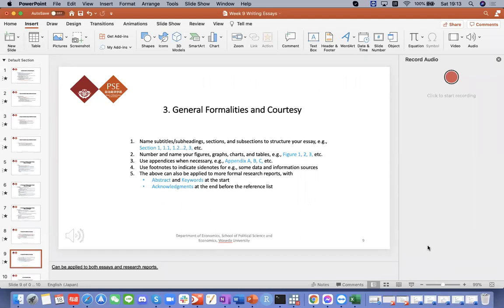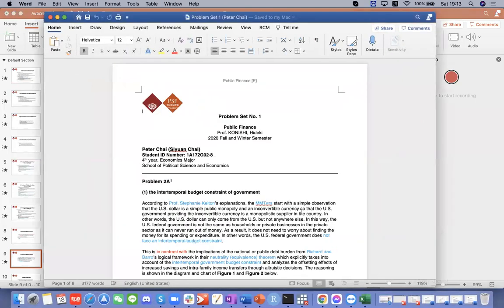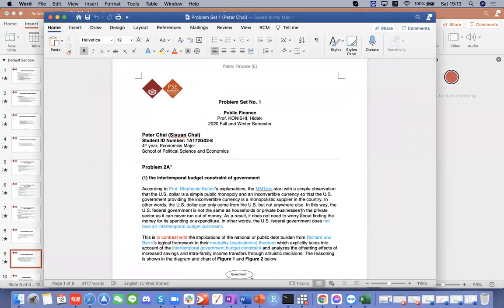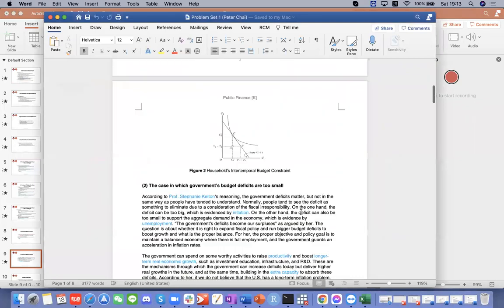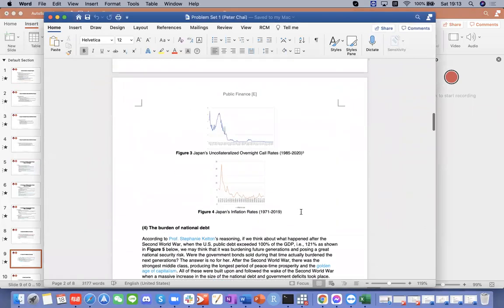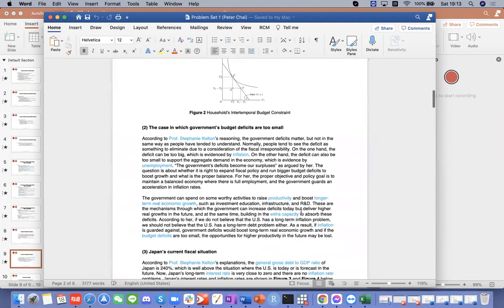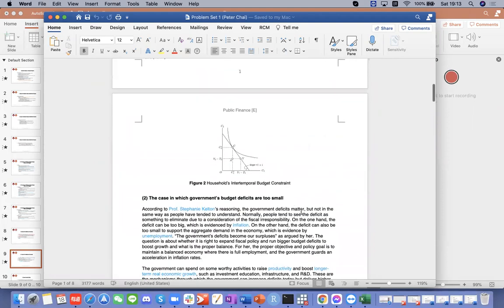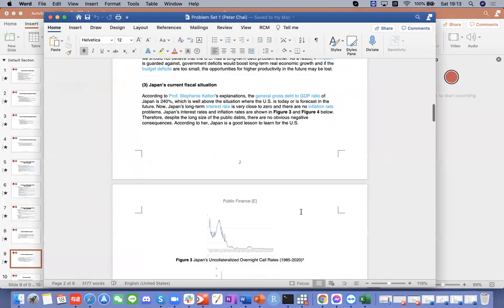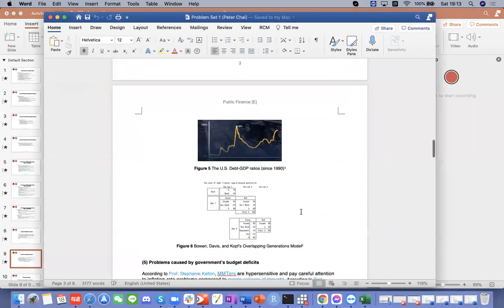So now, I would like to show you a few examples from my undergraduate homework years before. So this one was an essay that I wrote for the course titled Public Finance. As you can see, I included footnotes, as well as different charts and tables.